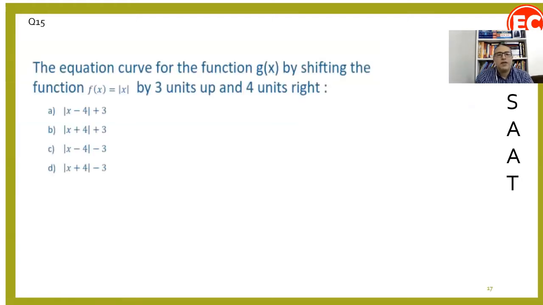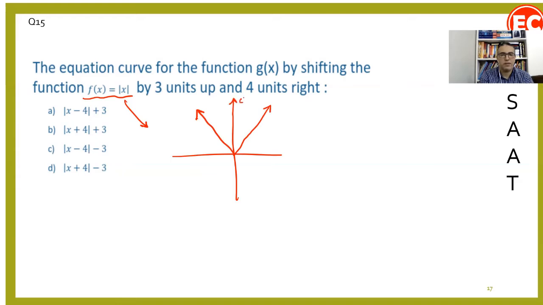Question 15. The equation of the curve of the function g of x is obtained by shifting the function f of x, which is equal to the absolute value of x, and the parent function of the absolute value is the letter V. Parent function is the absolute value, the letter V. This is y equals 0, x equals 0, the y-axis. Here is the x-axis. I want to shift 3 units up, then 4 units to the right.